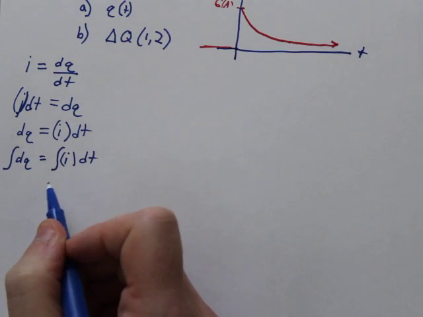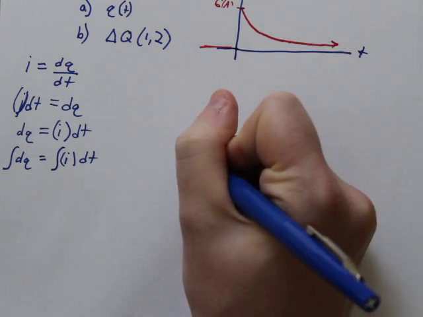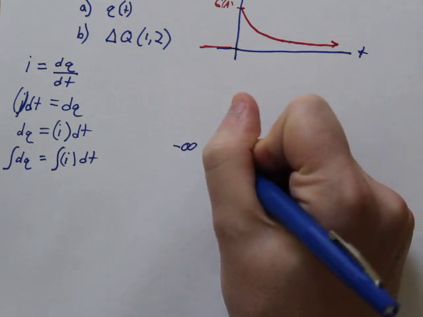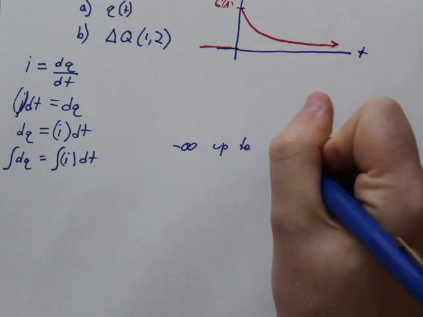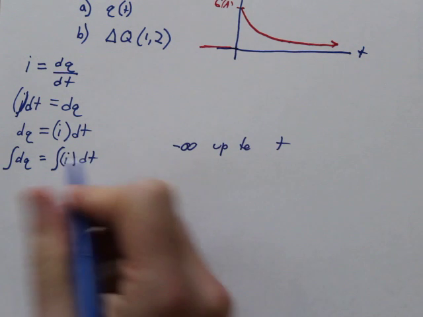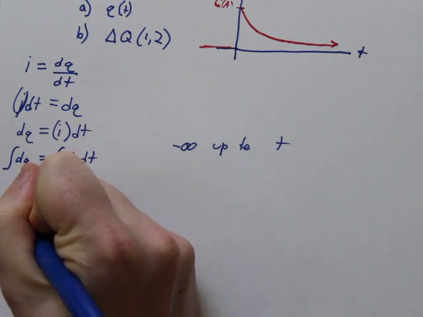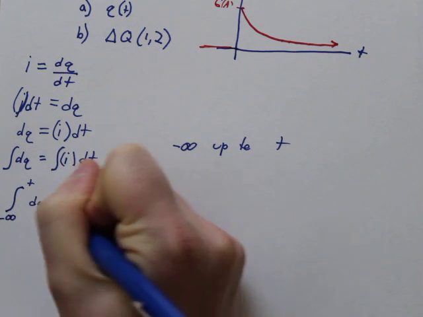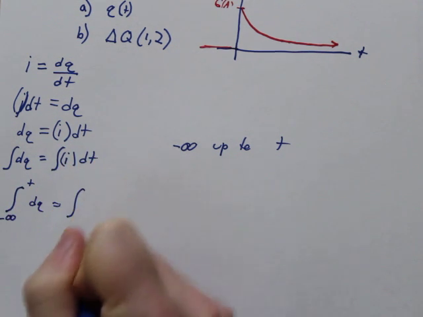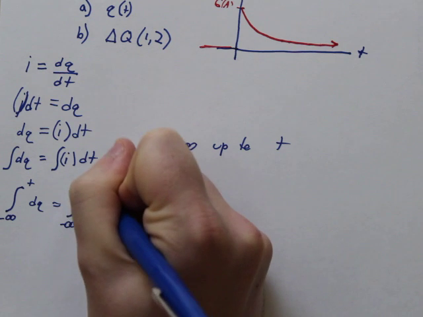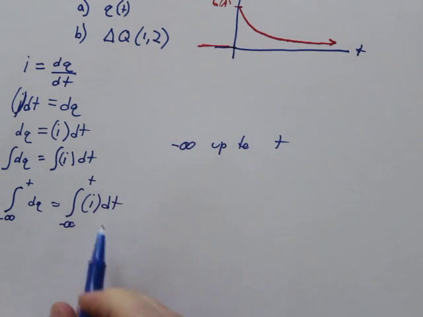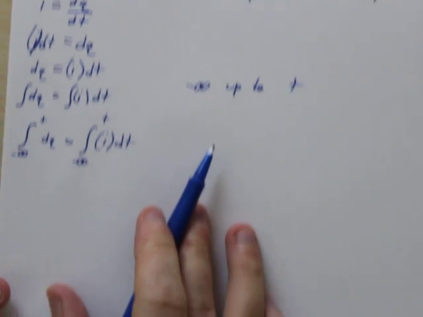So with that being said, we're going to go from a solution set of negative infinity up to time. That's going to be our thing. So we're going to grab another one down here. Negative infinity to time of dq equals negative infinity to time of I dt with respect to time. So that's our next part of our equation.